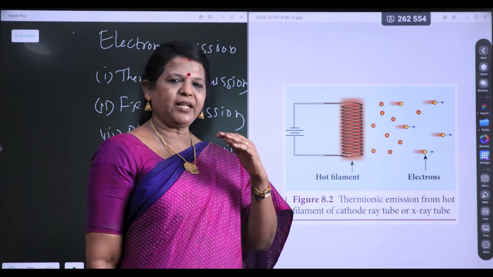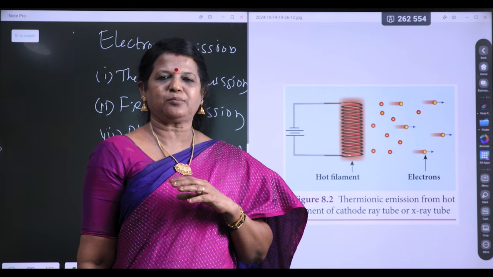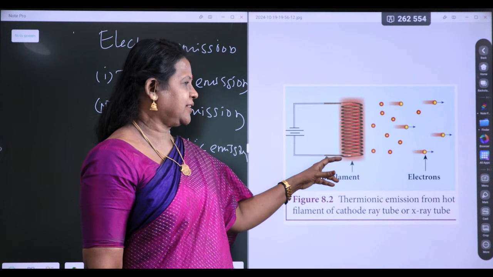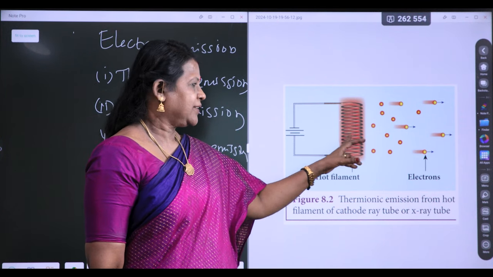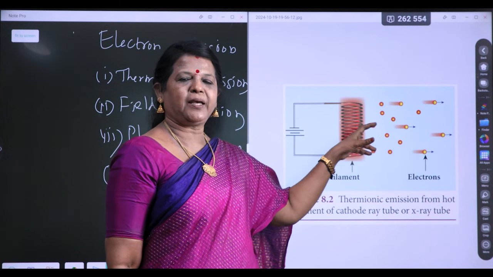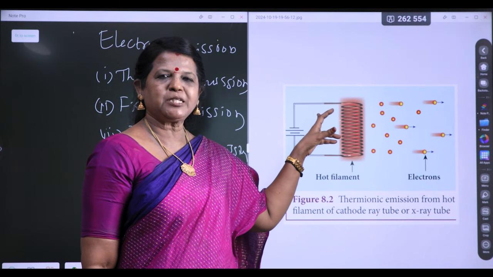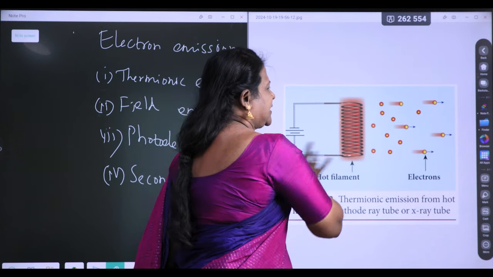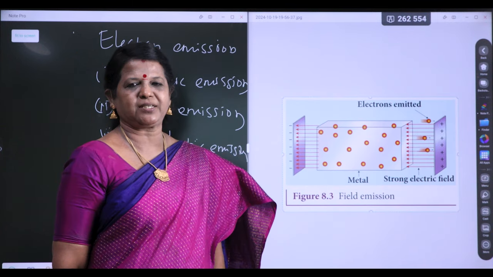At ordinary temperatures, the electrons just move within the surface of the metal itself. Now after gaining the thermal energy, the electrons are emitted from the hot filament. This process is known as thermionic emission. The second one is field emission.